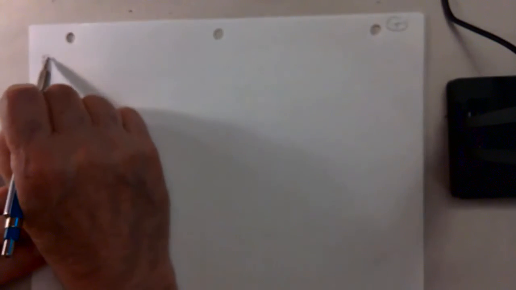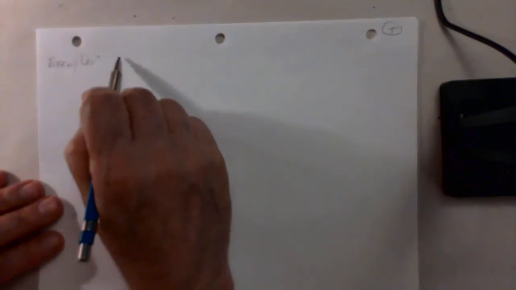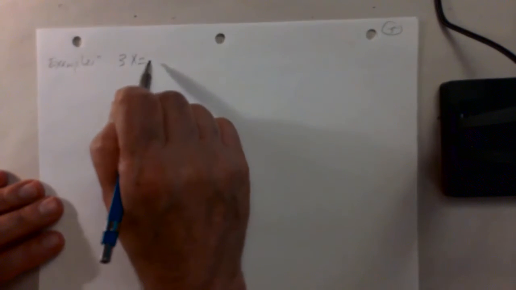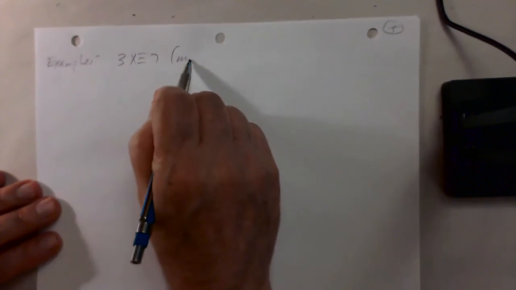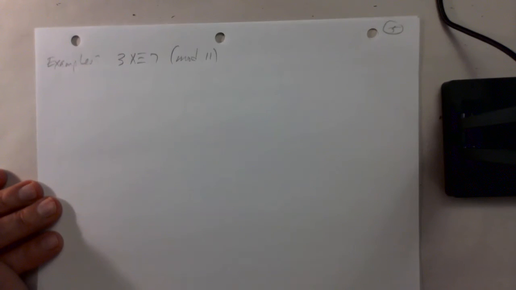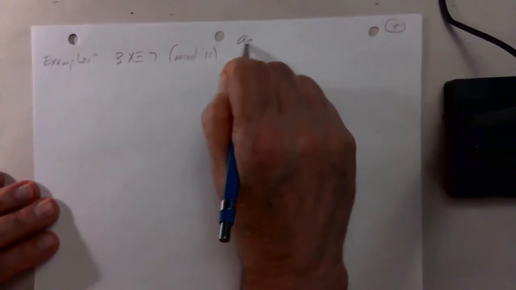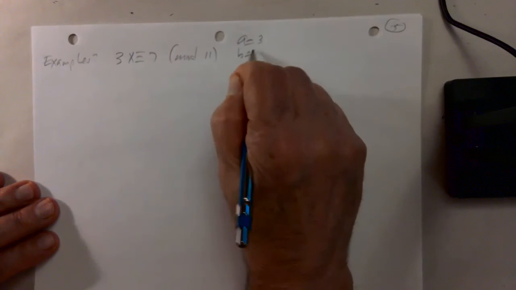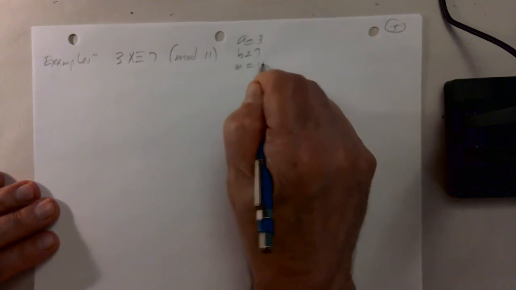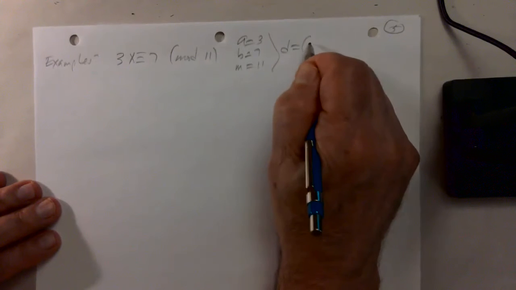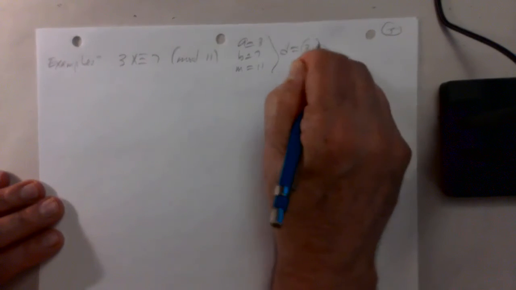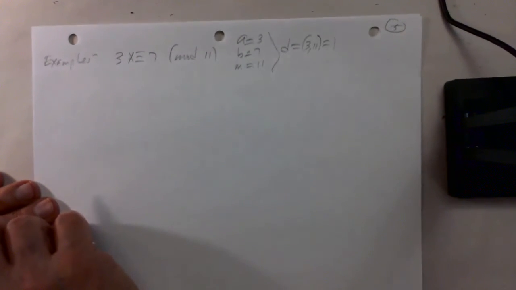Let's look at some examples. Suppose we want to solve the congruence 3x congruent to 7 modulo 11. So in this case, A is 3, B is 7, M is 11, and D, which is the greatest common divisor of 3 and 11, is 1. So this congruence will have a unique solution. And how do we find it?